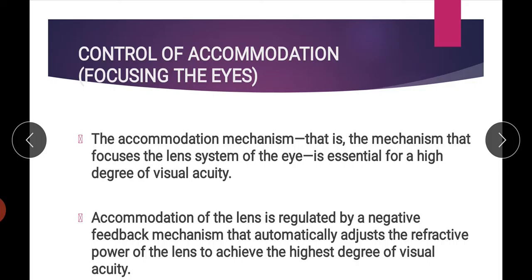Accommodation mainly involves three processes. One is the constriction of the pupil, another is the accommodation reflex itself, which is mainly to increase the curvature of the lens, and the third is the convergence of the eyeballs. The two eyes rotate medially, and that is known as convergence.